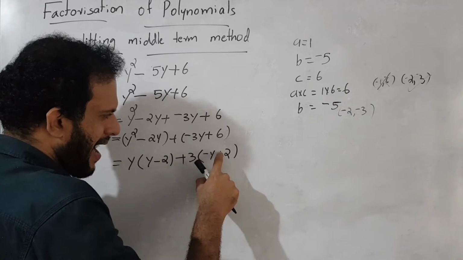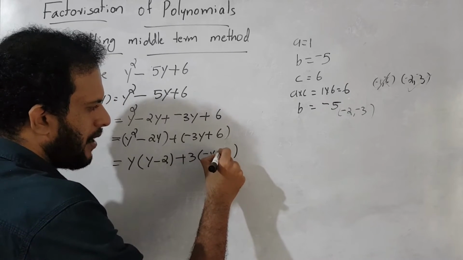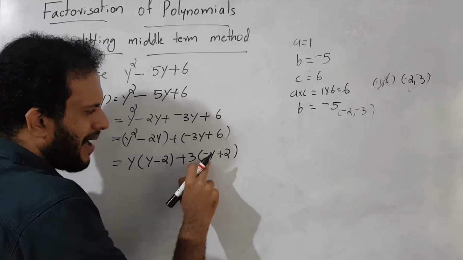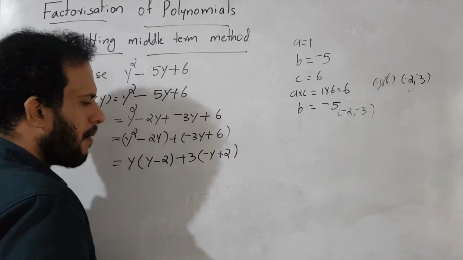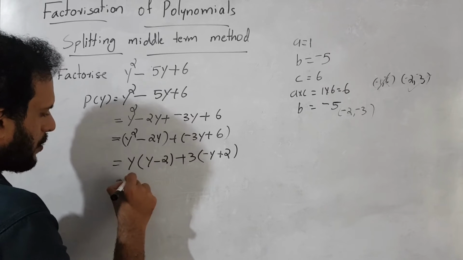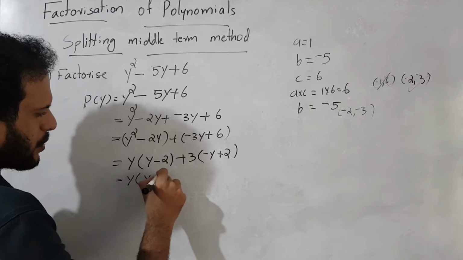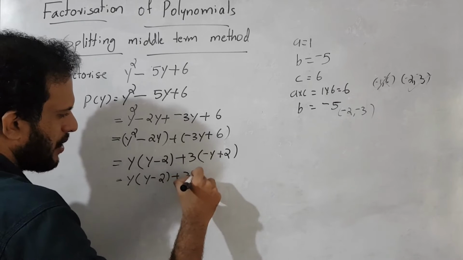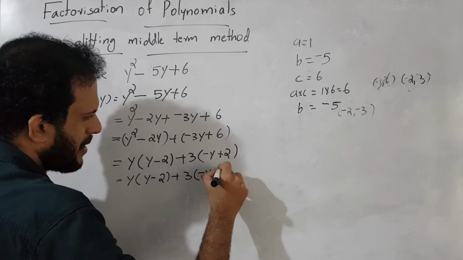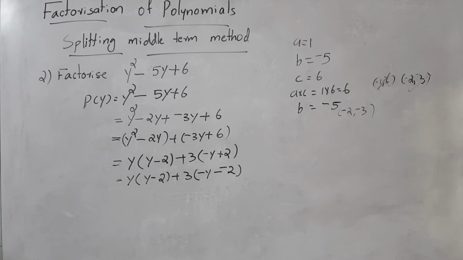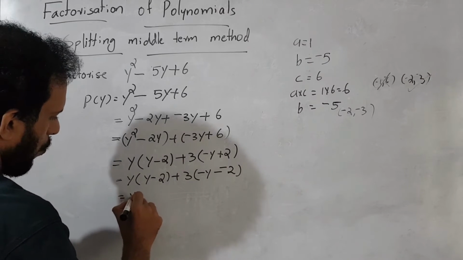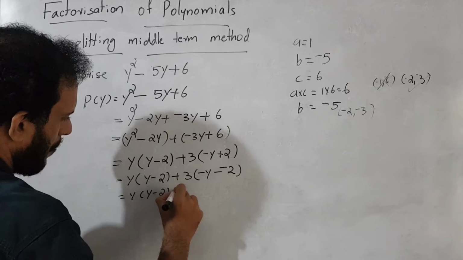We convert this plus as minus minus. We did the same last year also. The first number sign is minus, the second number sign is plus. What is the next step? To convert this plus as minus minus. Then we write like this: y into y minus 2 plus 3 into minus y minus minus 2, is equal to y into y minus 2 plus.